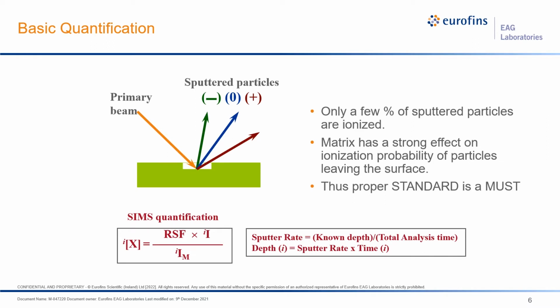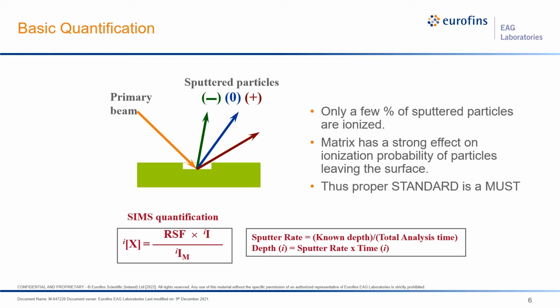But one of the challenges in SIMS is that only a few percent of these sputtered particles are ionized. And this is, as I was describing in the previous slide, controlled by the matrix. And because of the strong effect of the matrix on the ionization, you must have a proper standard so that this RSF is relatively accurate and it gives you the proper calibration of the species of interest.